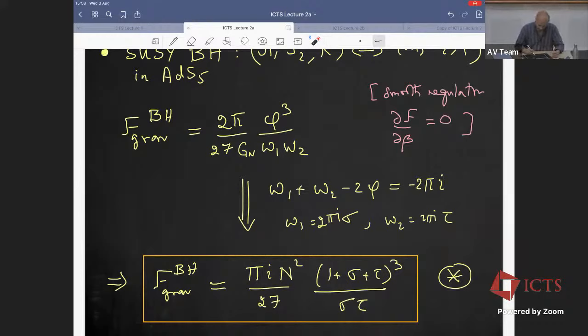Okay, so now I'm going to change variables. Omega 1 is 2 pi i sigma. Omega 2 is 2 pi i tau. And so this black hole free energy is some constant times N squared, so pi i over 27 N squared, times a cubic divided by a quadratic function. And notice that this cubic starts with 1. So when sigma and tau go to 0, there's a singularity which is 1 over sigma tau. Okay, just keep that in mind.